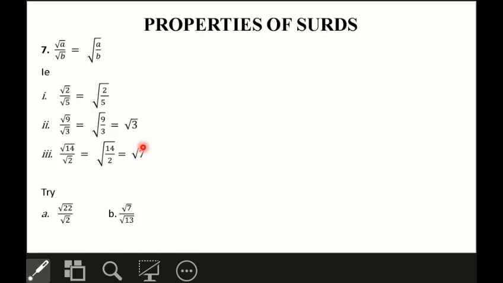So trial example, we have the root of 22 over the root of 2 and the root of 7 over the root of 13. So you try your hands on this and let's continue.